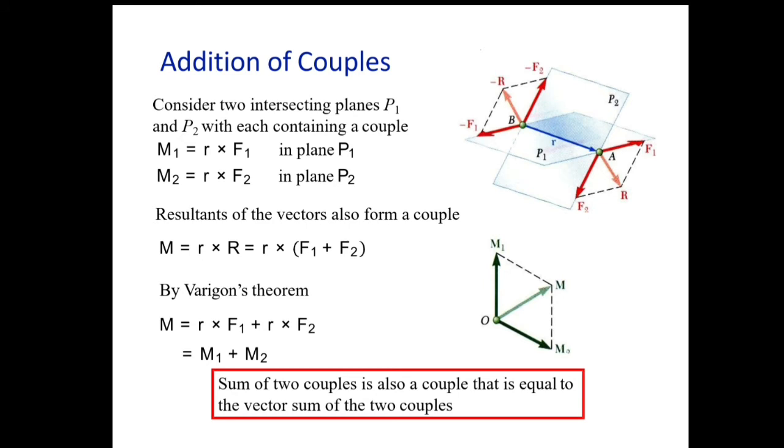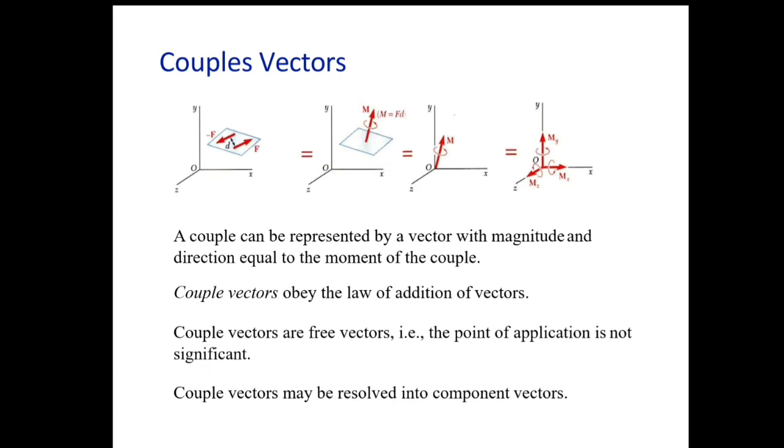So the sum of two couples is also a couple that is equal to the vector sum of the two couples. Got it? So the sum of the two couples is equal to the vector sum of the two individual couples. So likewise we can go for the addition of the couples. Got it? Okay.